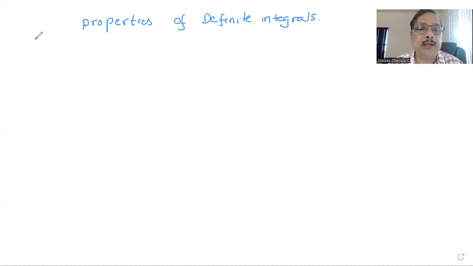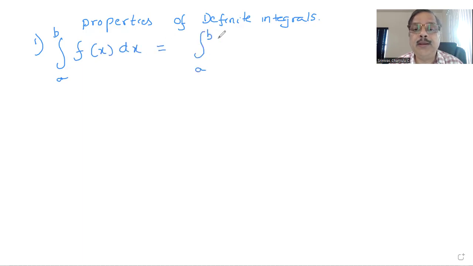The first property is very simple. Integral a to b f of x dx is equal to integral a to b f of t dt. What does it mean? It means that the integral function can be changed or transformed to any other variable called t in such a way that the limits do not alter. This is the first property.